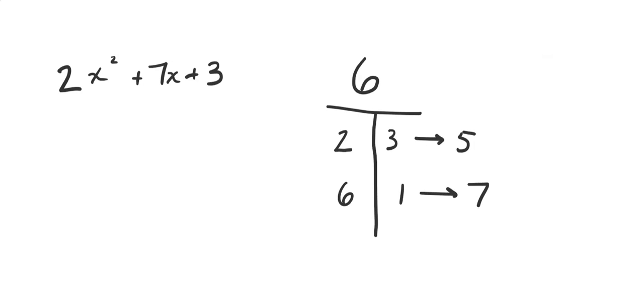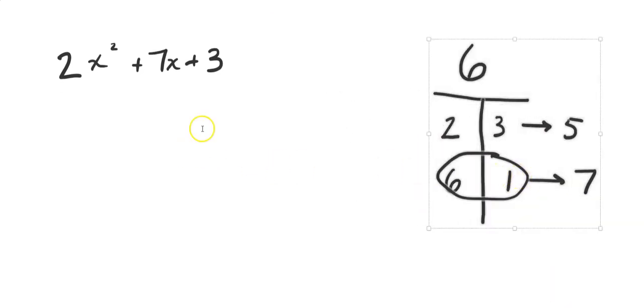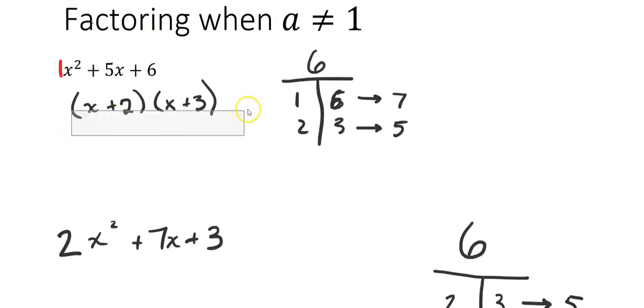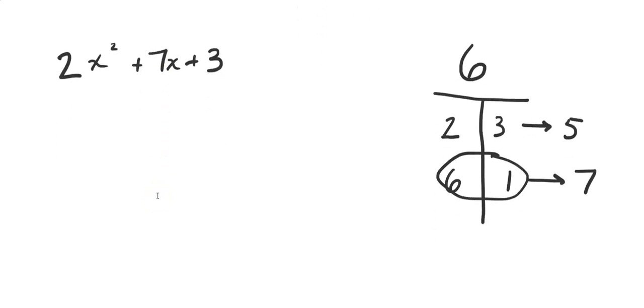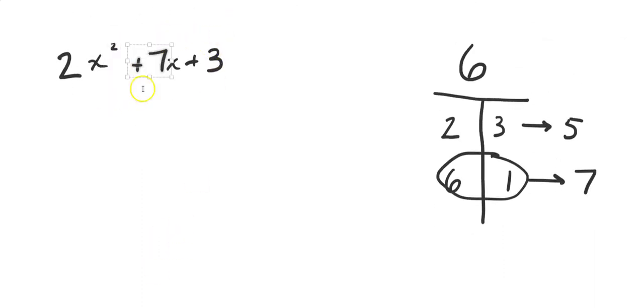So now we can use 6 and 1 and think about what happens when we distribute. When we distribute, say if we have x plus 2 times x plus 3, you're going to have some middle terms that you combine when you simplify. Let's think about the opposite of that. Let's break apart this 7x into the two numbers that we decided would work.